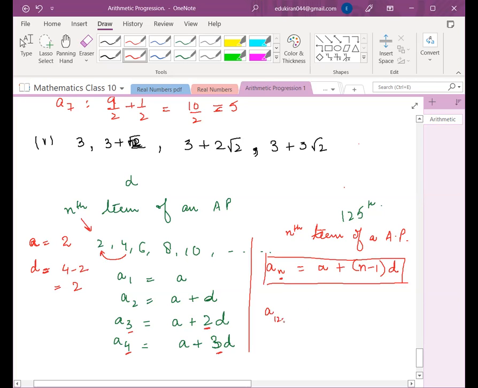So a125 will be A, which is 2, plus (125 minus 1) into D, which is again 2. Clear? So it will be 2 plus 124 into 2. This will be 2 plus 248, and this will be 250. So the 125th term of this AP will be 250. Okay, ma'am. This is how we use the formula.